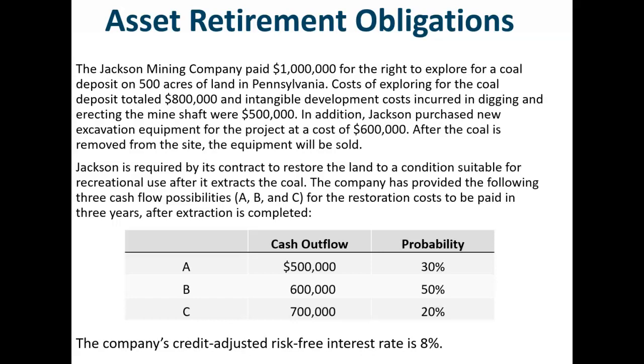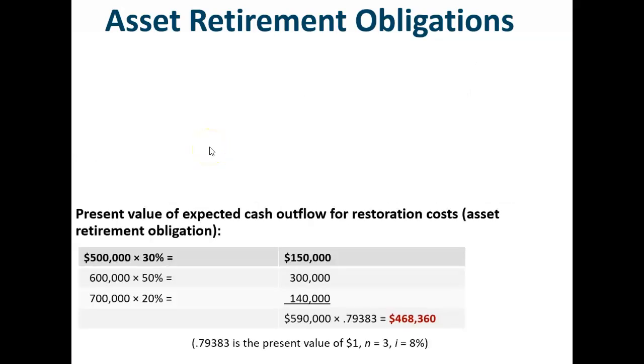Additional information that we'll need is that the company's credit-adjusted risk-free interest rate is 8%. First, calculate the expected cash outflow for restoration costs by multiplying the probability percentages times the dollar amounts given. In this example, the expected cash outflow for restoration costs is $590,000, calculated by multiplying $500,000 times 30%, plus $600,000 times 50%, plus $700,000 times 20%.